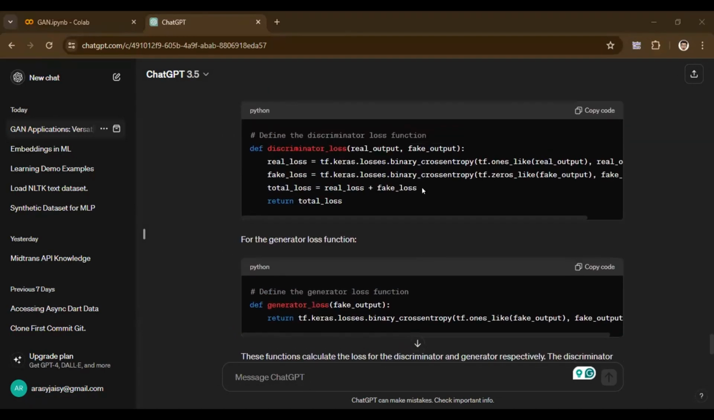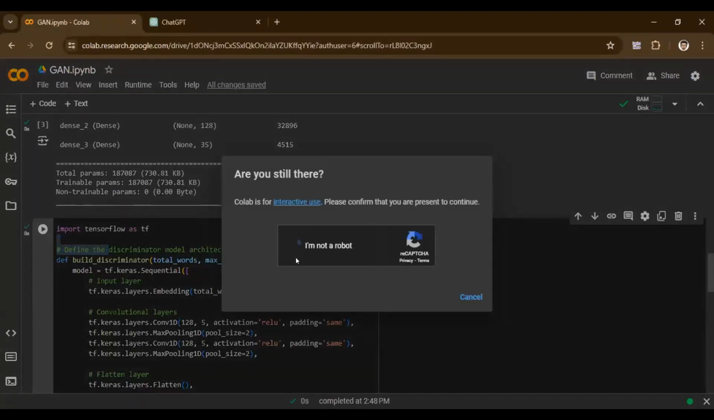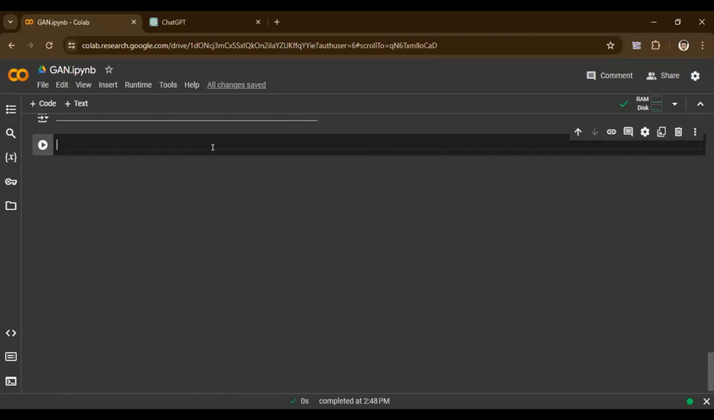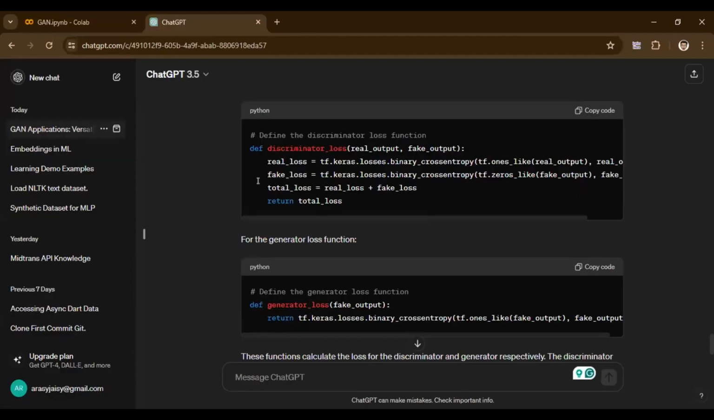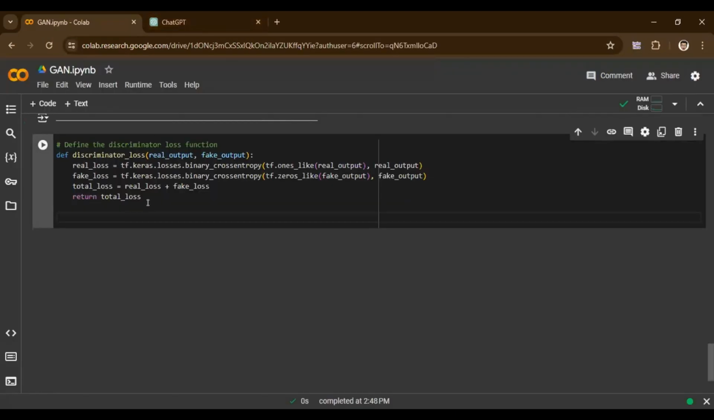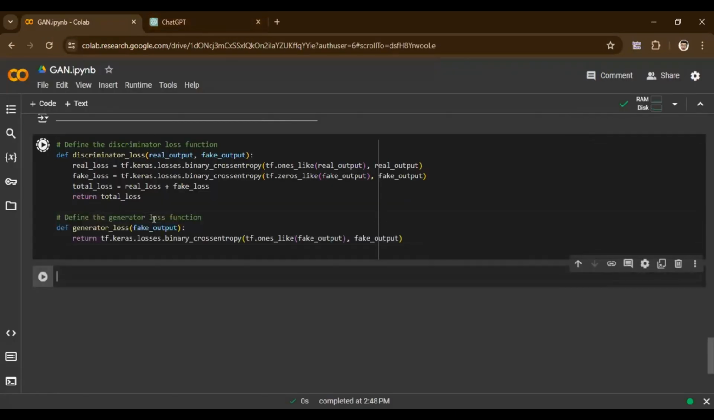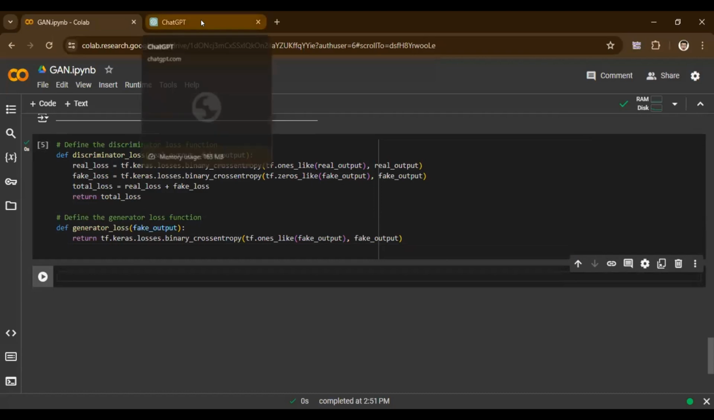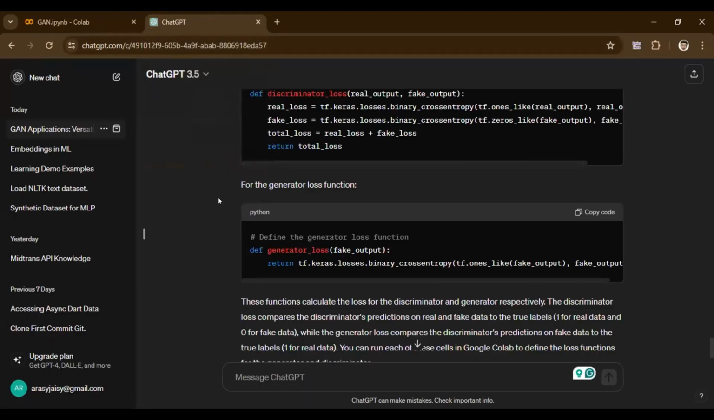Okay, let's see, this is the function for the discriminator and also for the generator. We just copy the code in here and here for the functions, and we'll be using that later. After we have defined our loss functions, we can continue with the flow, which is combining the generator and the discriminator into a single GAN model.